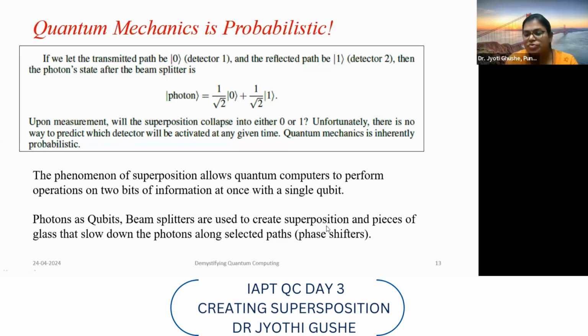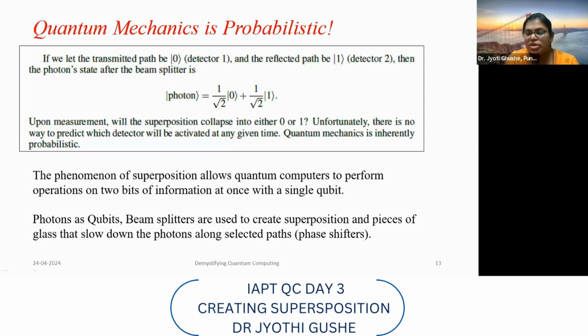Now, this is something very important: phase shifters. Yesterday, in the first session, someone asked me what is phase. What is meant by phase? So we will be talking in detail about phase today, and we will be using that when we are adding one more part to our simulation.